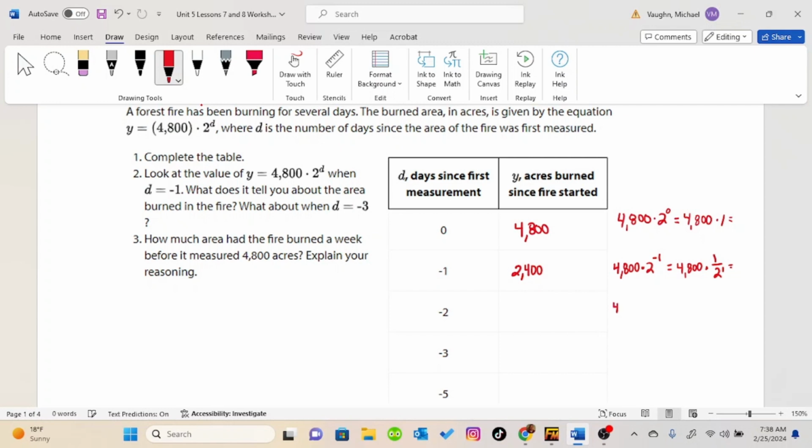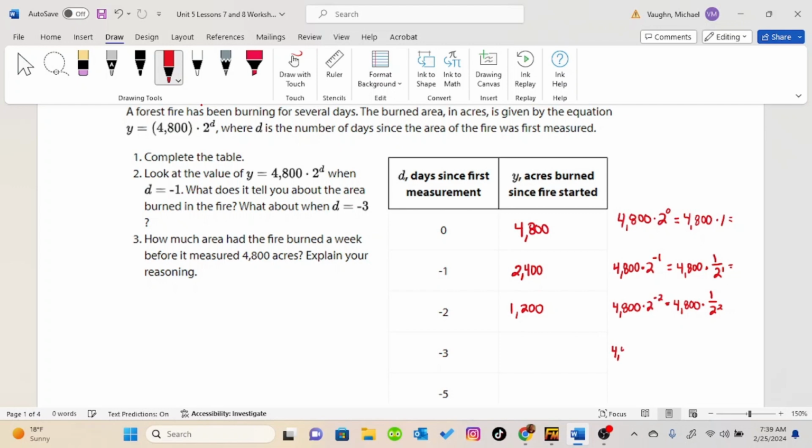Now if we go to the next one, 4,800 times 2 to the power of negative 2, that becomes 4,800 times, remember the negative exponent means 1 over, that's 1 over 2 squared. 1 over 2 squared is 1/4, and 4,800 times 1/4 is 1,200.